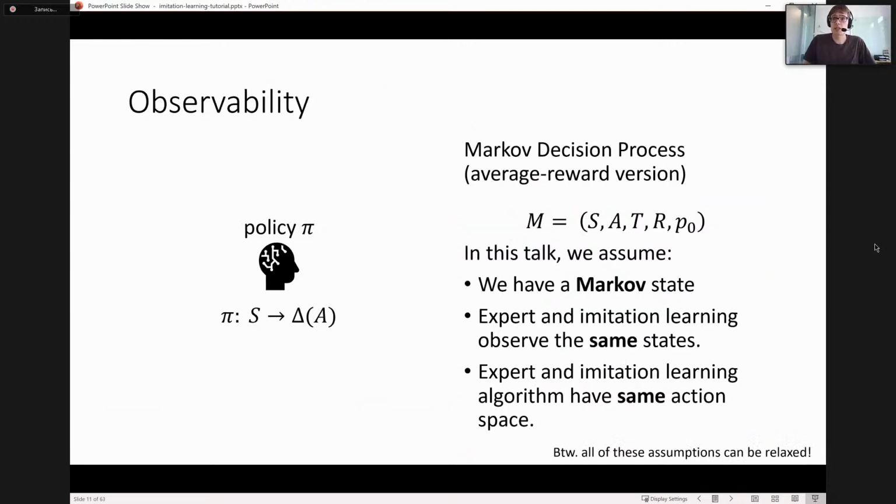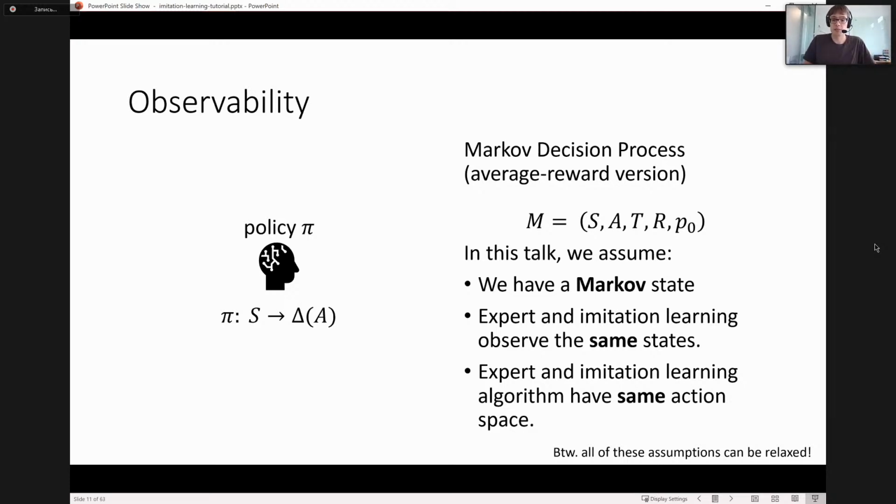Another point that I really wanted to stress, because it's crucial for making imitation learning work, is this notion of observability. When we introduced our formalism, we were talking about this Markov decision process, the average reward version. And just to recap, when we introduce an MDP, we assume that the state is Markov. I know it's tautological, but I'm stressing this point because it's really important. What it means is the future behavior of a system depends on the current state. It does not depend on the history of past states that I saw beforehand.